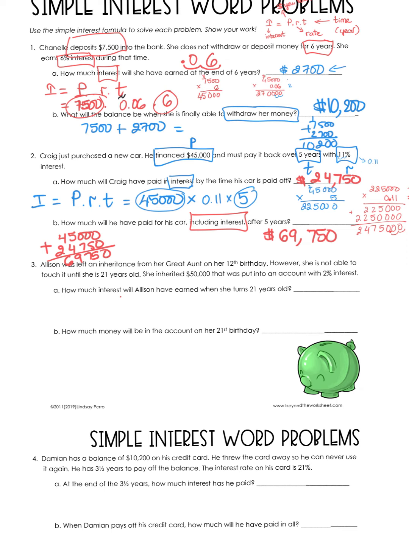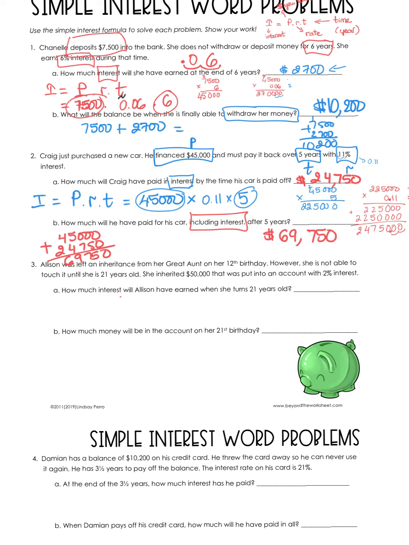Number 3, Allison was left an inheritance from her great aunt on her 12th birthday. However, she is not able to touch it until she is 21. She inherited 50,000, which was put into an account with 2% interest. How much interest will Allison have earned when she turns 21 years old?